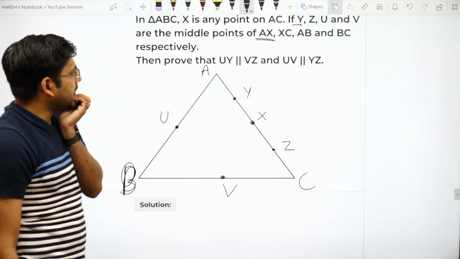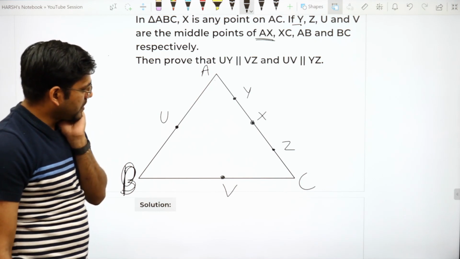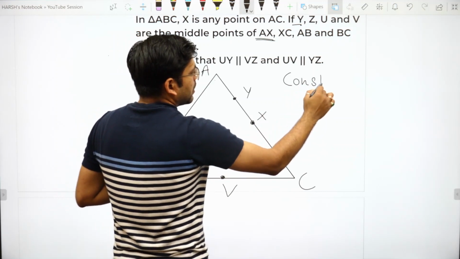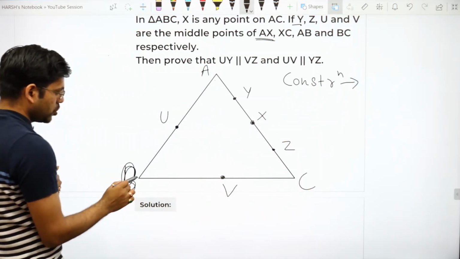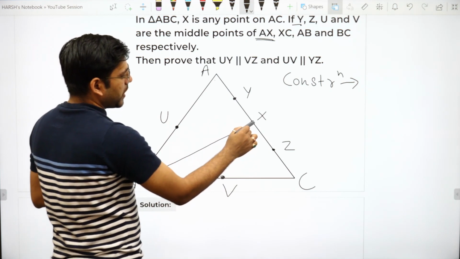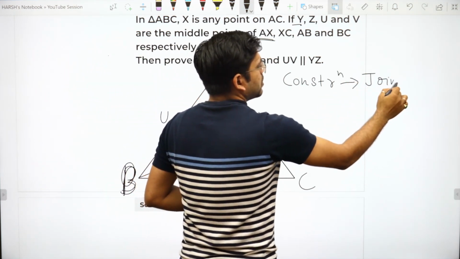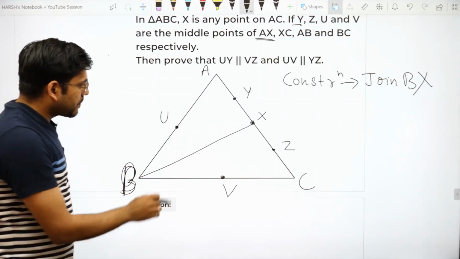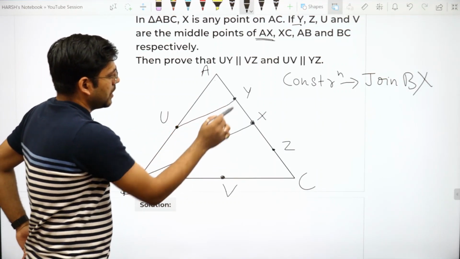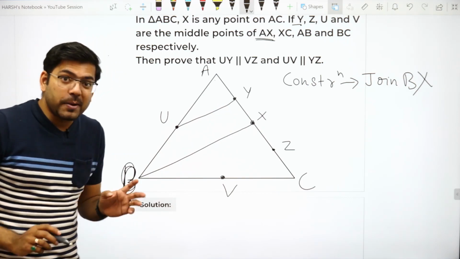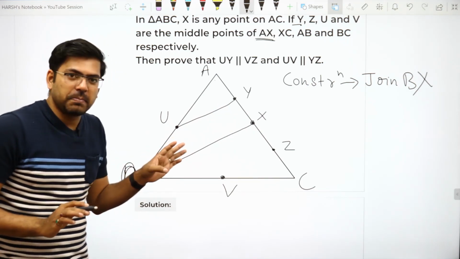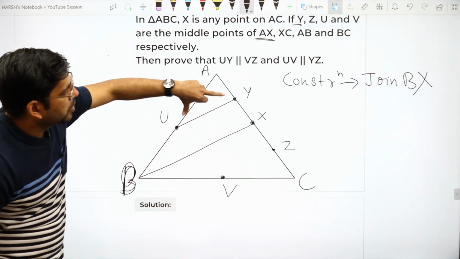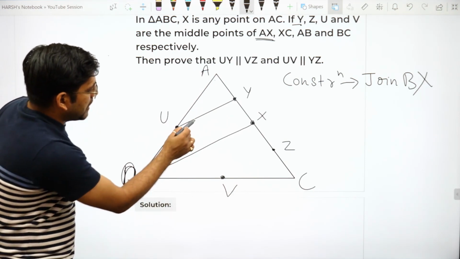Now what it is said is that you have to prove first of all UY is parallel to VZ. So for that I will be doing a construction. That construction is join B to X, join BX. Now once you have joined BX, thereafter join this line UY. Now you tell me that using the midpoint theorem very easily, BPT is not even required. Why I am telling this is, this is the midpoint, this is the midpoint, isn't it? Midpoint of both the sides.